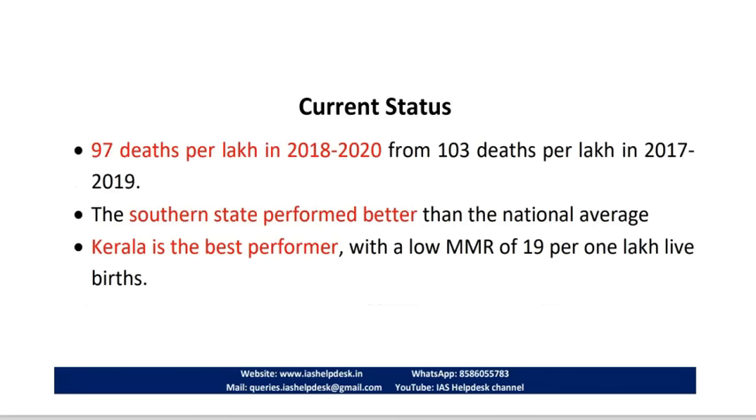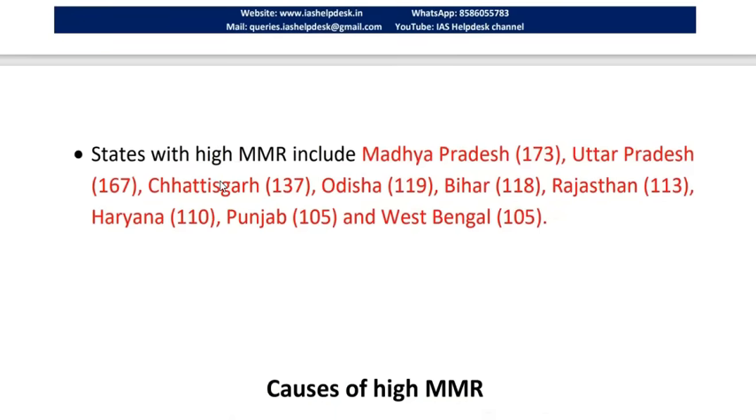Now let's see the current status of maternal health in some particular states. As we can see, data-wise, states in the southern region have performed well, especially Kerala. It has improved way beyond the national average. In contrast, we can see states like Madhya Pradesh with 173 deaths per lakh, and then Uttar Pradesh. So you can see the data here. Uttar Pradesh with 167 deaths, and likewise.